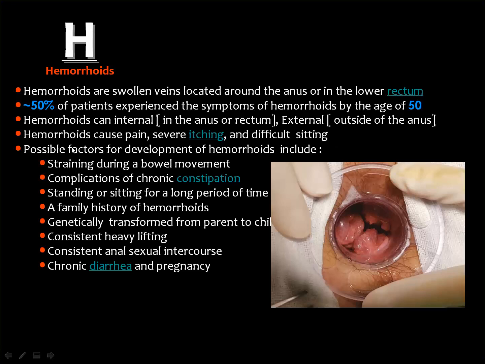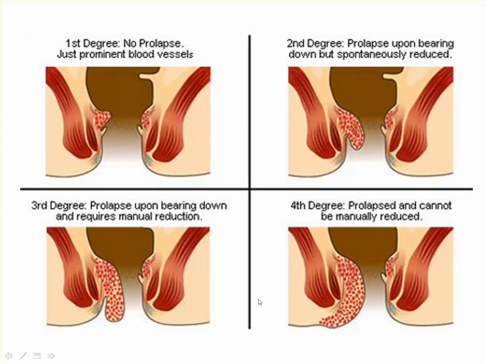The possible factors for the development of hemorrhoids include straining during bowel movement, chronic constipation, standing or sitting for long periods of time, family history, genetic predisposition, consistent heavy lifting, chronic diarrhea, and pregnancy. Then we have 4 degrees of hemorrhoids. The first degree is no prolapse, just prominent blood vessels above the level of the dentate line.